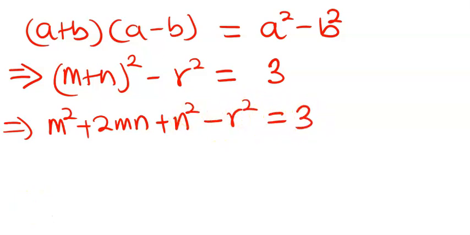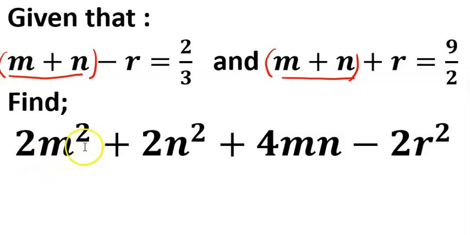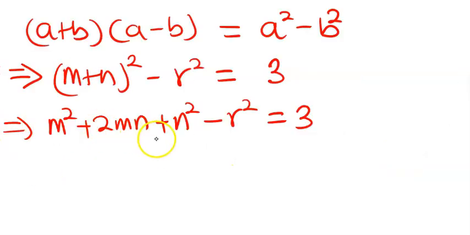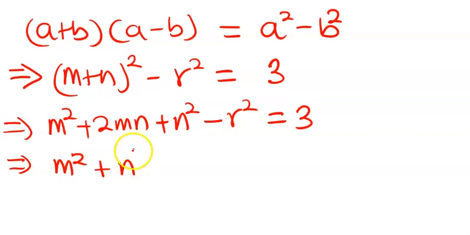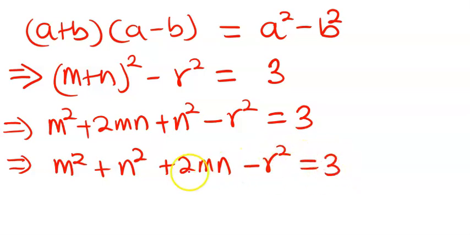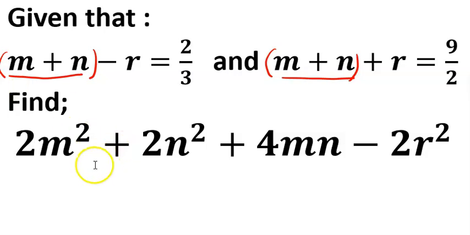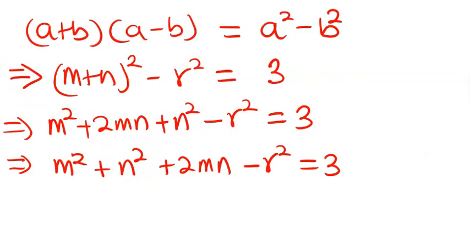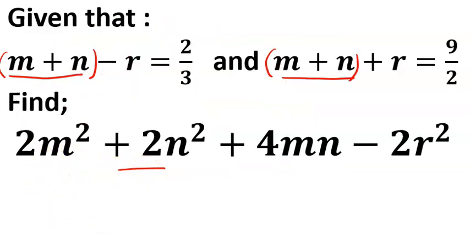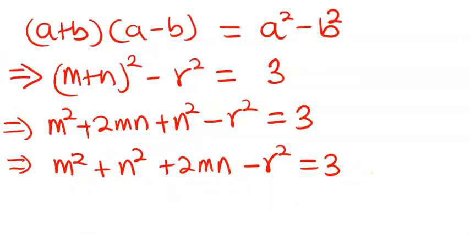Okay, now let's go back to the question. We want to find 2m squared plus 2n squared plus 4mn minus 2r squared. So here, let's rearrange them, which is m squared plus n squared plus 2mn minus r squared is equal to 3. Looking at this expression, to get the expression we want, we can multiply this one by 2. So let's multiply by 2.